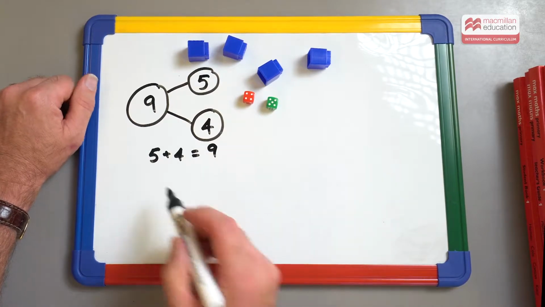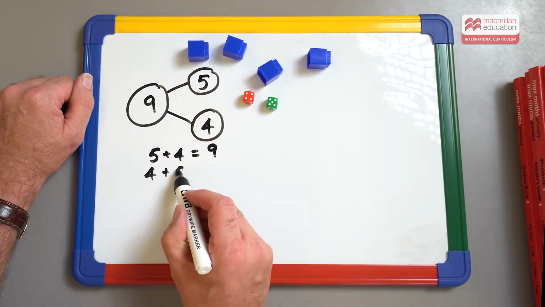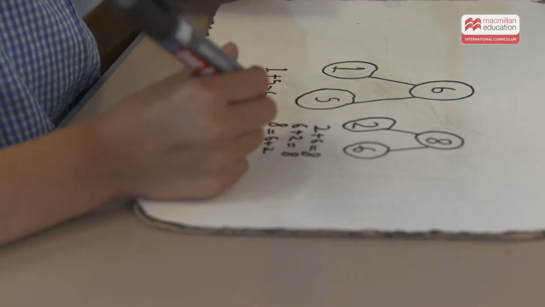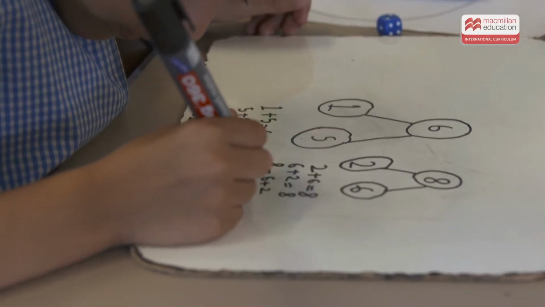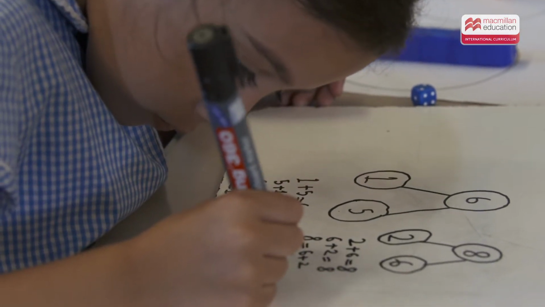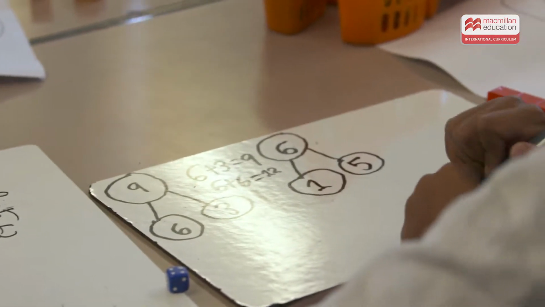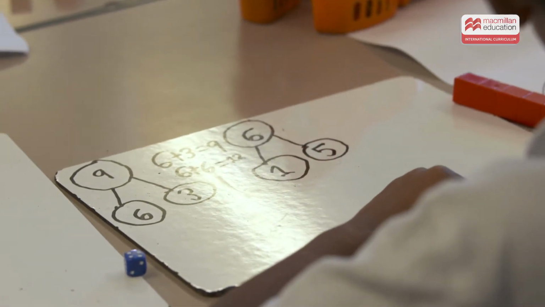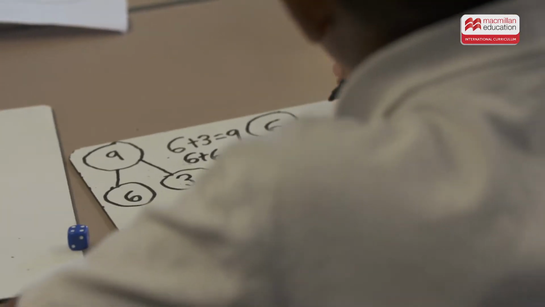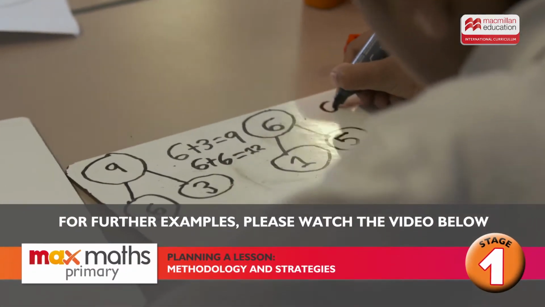So 5 plus 4 equals 9. 4 plus 5 equals 9, because they are worth the same. But also 9 equals 5 plus 4. 9 equals 4 plus 5. But here's the thing. 9 take away 5, the whole take away one part, leaves the other part. So I'm getting so much benefit.